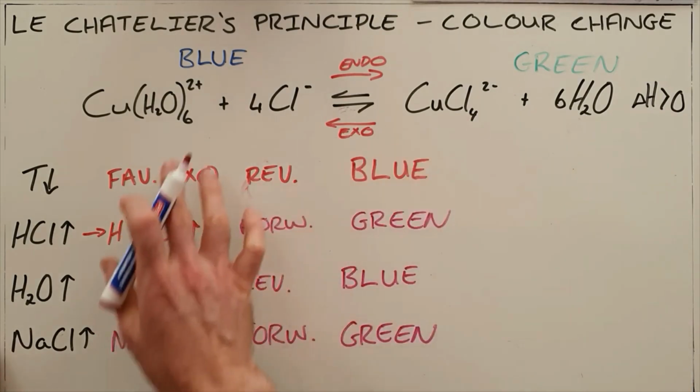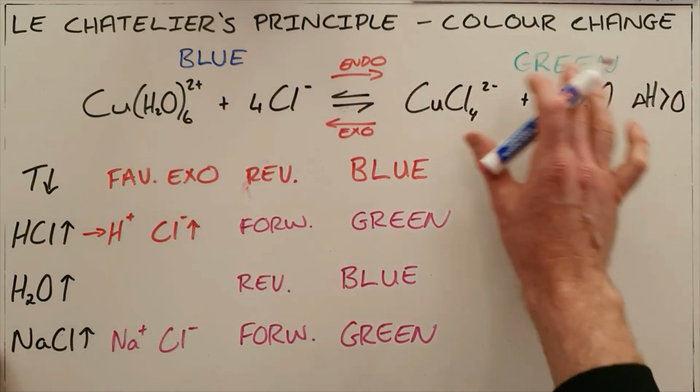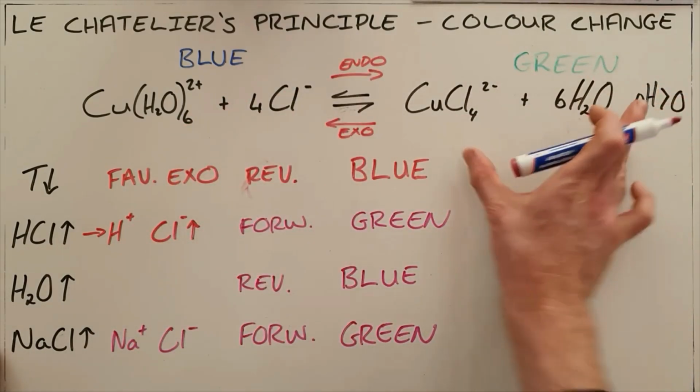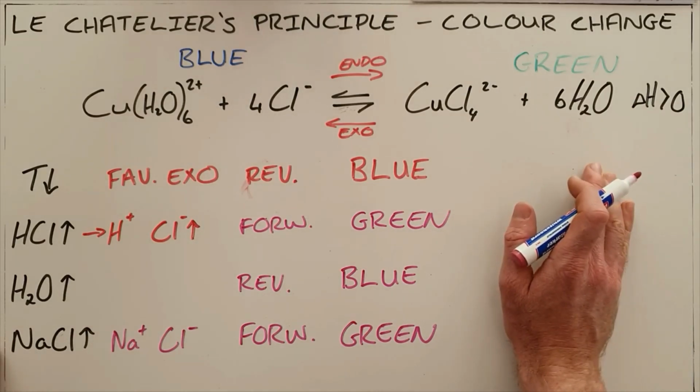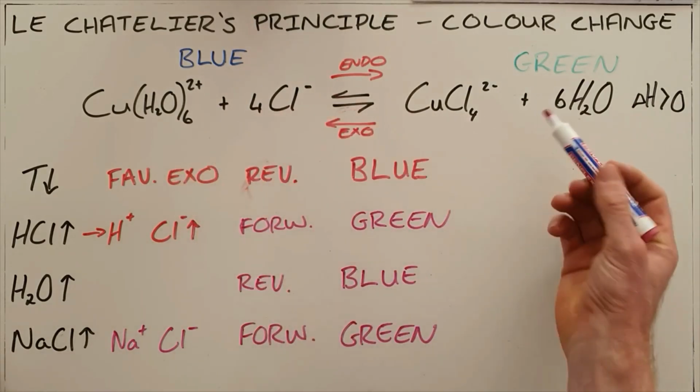So color change is just another way of testing Le Chatelier's principle. They are essentially asking you to say if we are favoring the forward reaction, we are producing more green, so the reaction solution becomes more green. If we favor the reverse reaction, the reaction becomes more blue.